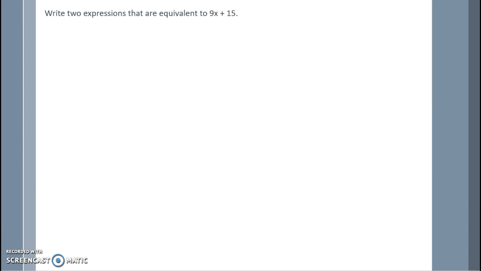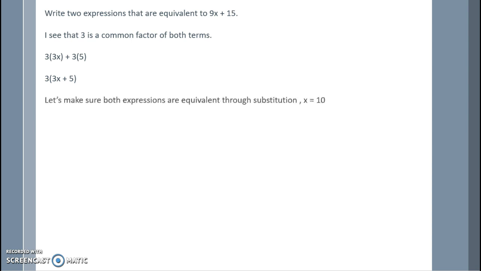All right, let's write 2 expressions that are equivalent to 9x plus 15. I see that 3 is a common factor of both terms because 3 times 3x plus 3 times 5 gives me 3 times (3x plus 5).